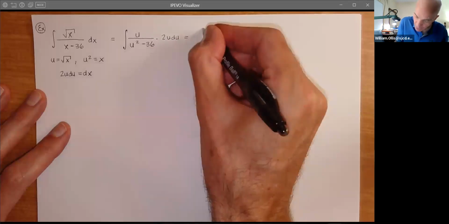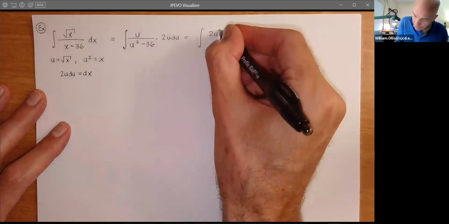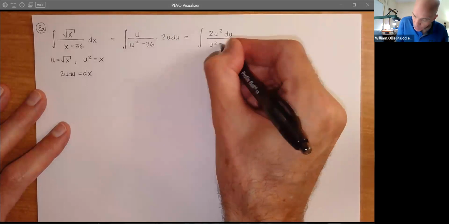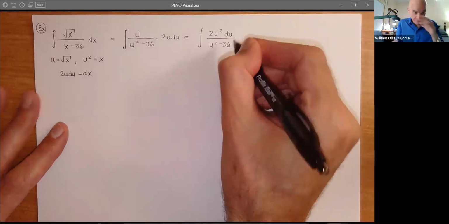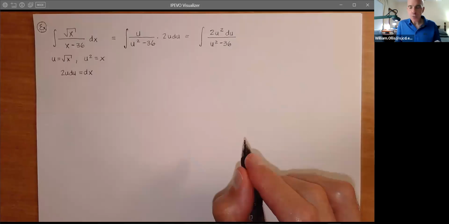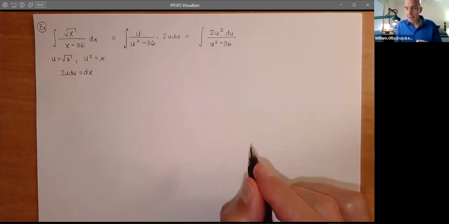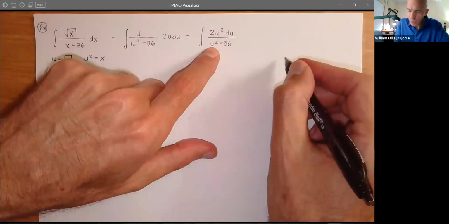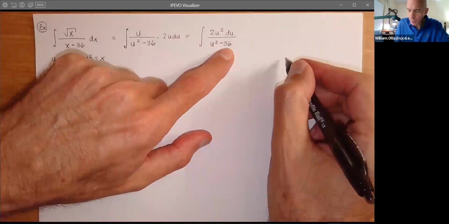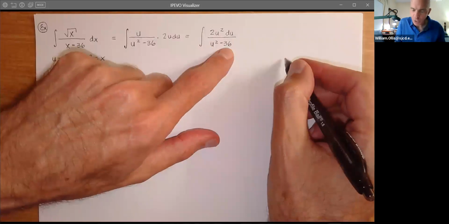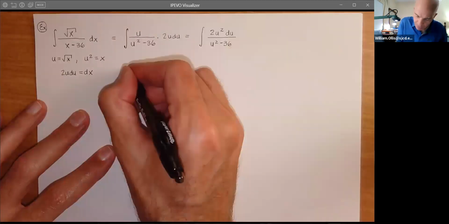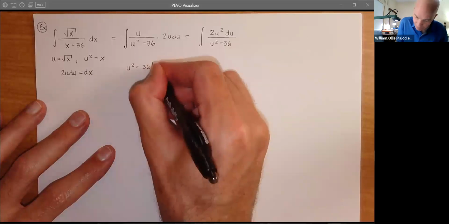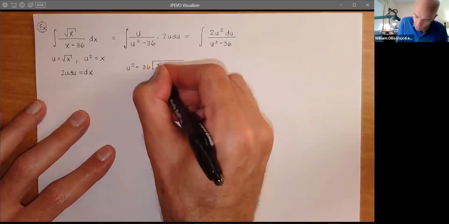So we get 2u squared du over u squared minus 36. Now, this is where you think about the fact that when you divide, in this case, you're going to get a 2. And then when you multiply, you can actually do this in your head, but I'll write it out. You can do these in your head, 2u squared.